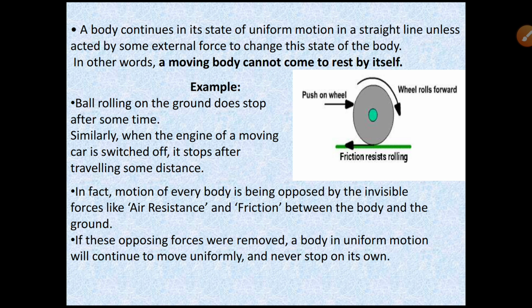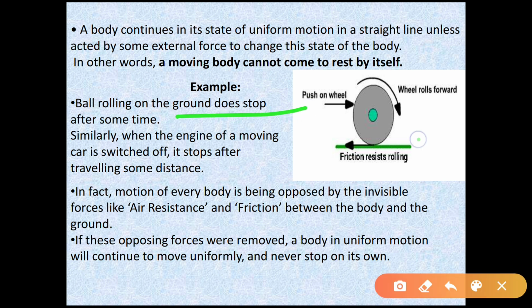So here what is given: a ball rolling on the ground stops after some time. Why? Because of the friction. If there is no friction, the body will continue. So here the ball slowly comes to rest. Why is it not coming to rest instantly? Because the body is trying to maintain its state of motion, but the frictional force is trying to decrease the speed of the body.